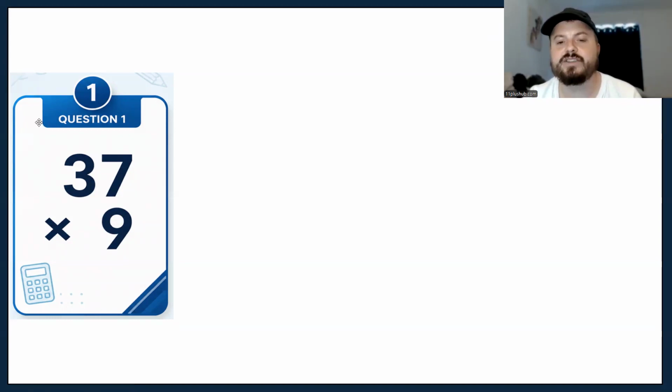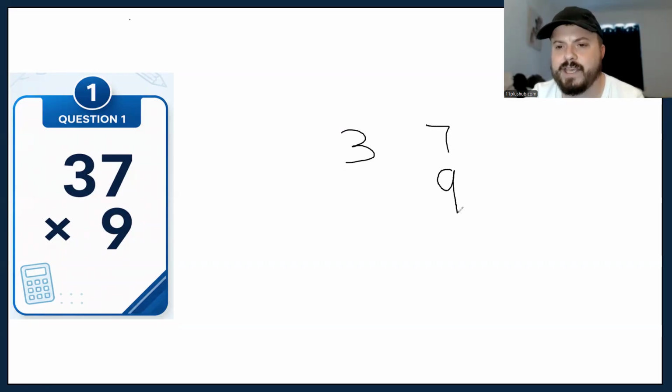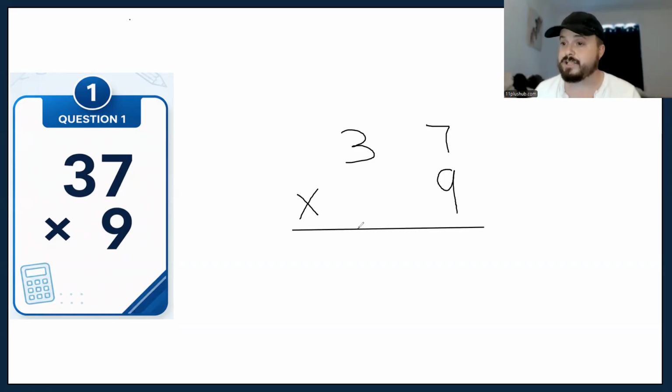So the first question is 37 multiplied by 9. I'm going to create my own column working out over here rather than do it directly on that card, because I don't have the room. So 37 multiplied by 9. First step is I'm going to do 9 multiplied by 7. I'm going to do it very carefully so that I don't add too many 9s or too few 9s, so very carefully using my fingers.